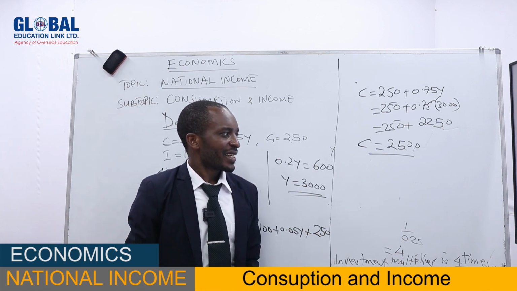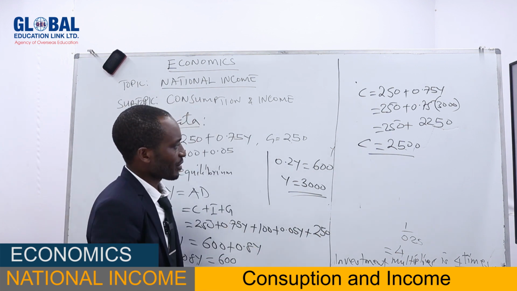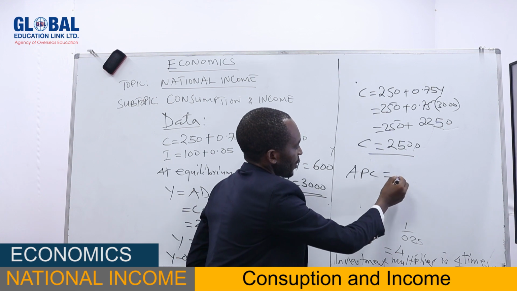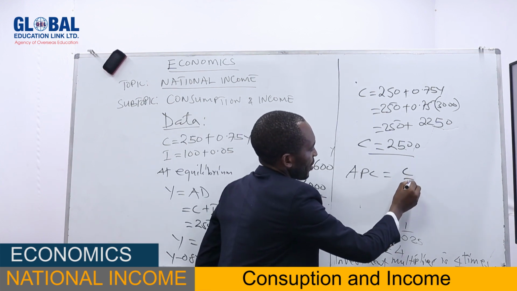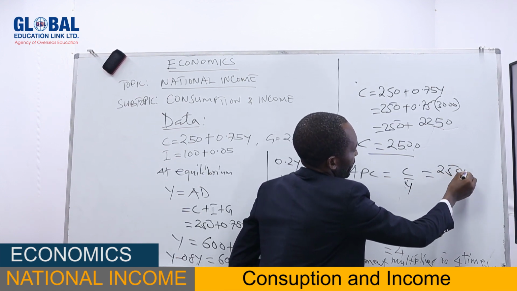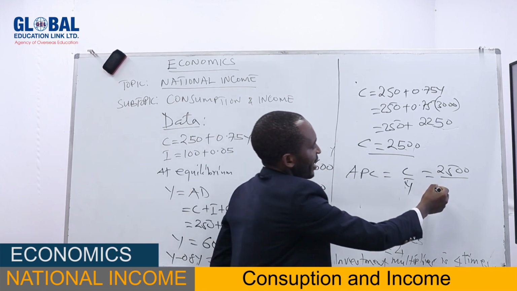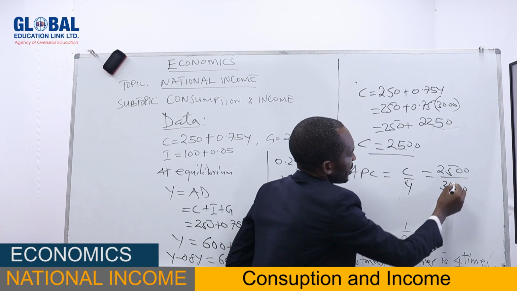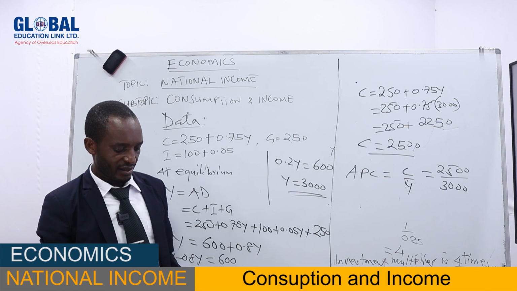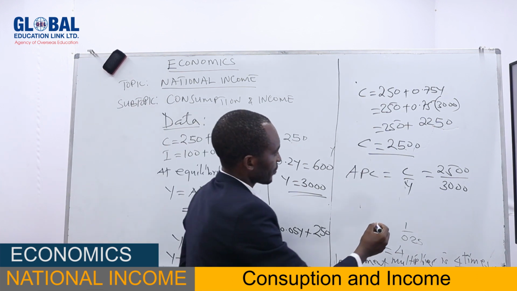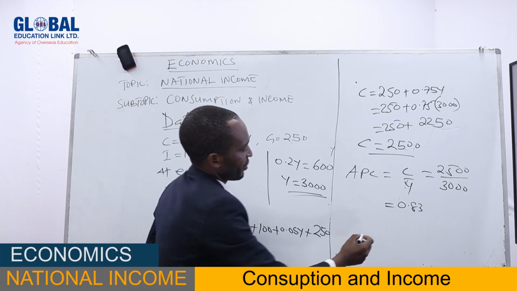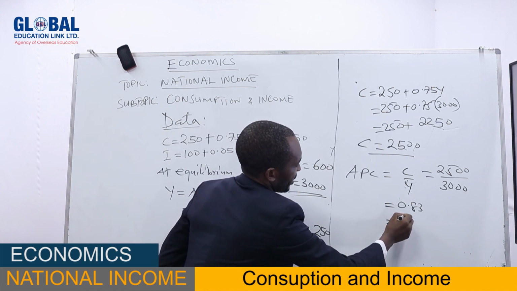Now we are asked to find the percentage of income used in spending on goods and services. So the percentage is the same as finding the APC. So it will be equal to C over Y, which is 2,500 divided by 3,000. When you divide, the answer will be 0.83, which is the same as 83%.